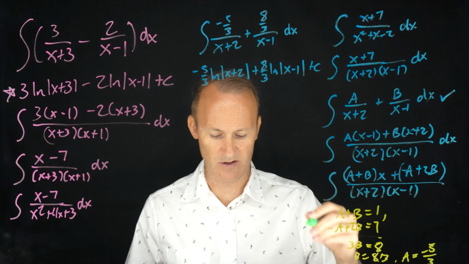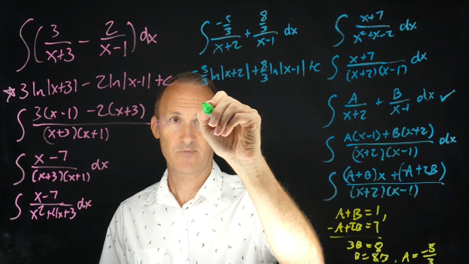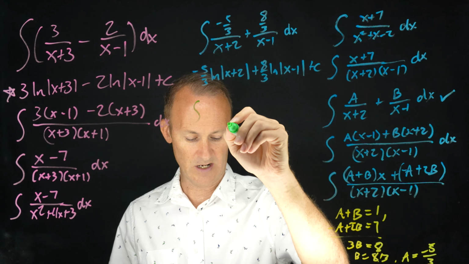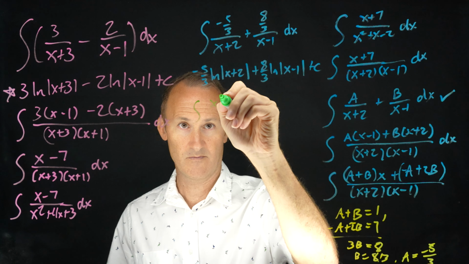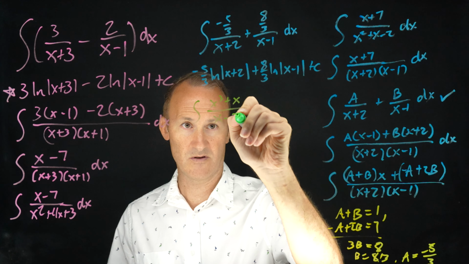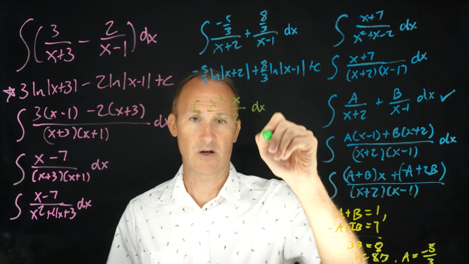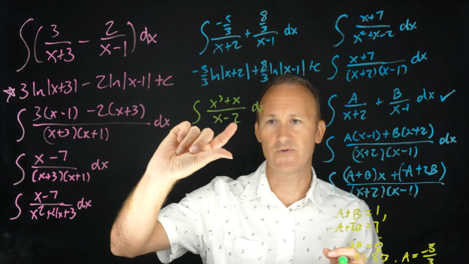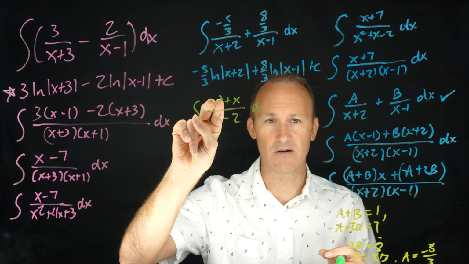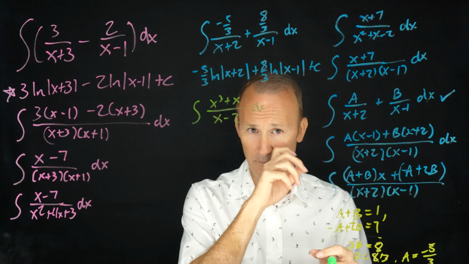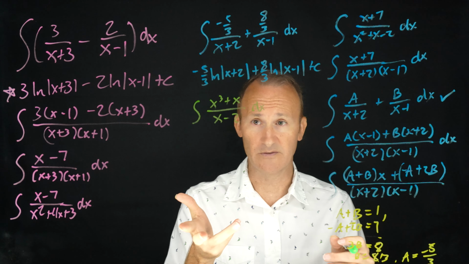Here's one you could consider. What if you had, say, the following? You have the integral of x cubed plus x over x minus 2 dx. Okay, why is this not partial fractions? Actually, if the numerator has a higher exponent than the denominator, then you could try long division.